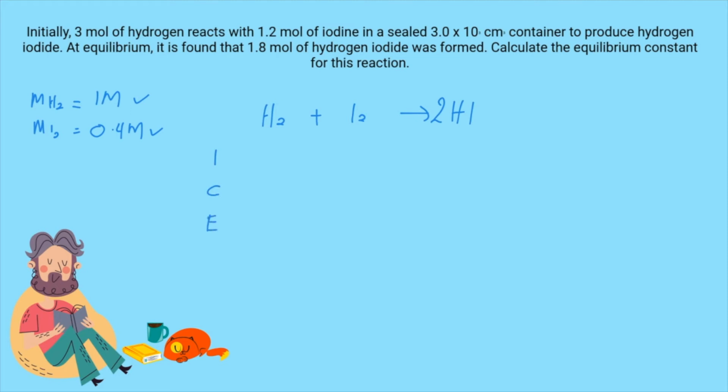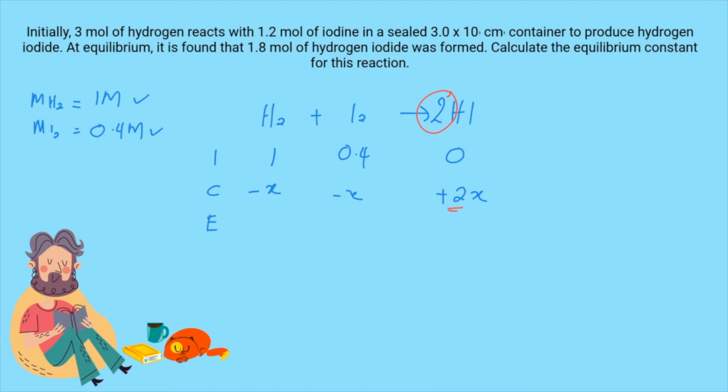Initially, the concentration of hydrogen and also iodine is given to you in the question, which is 1 and 0.4. So initially there will be no hydrogen iodide being formed. So here at change, everything in the reactant will be minus and everything in the product will be positive. So positive 2x. So why is it positive 2x? Is because of this. So you just follow whatever value that you have there.